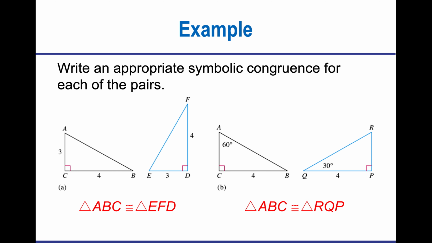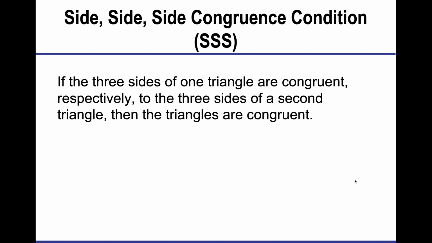In part B, ABC is going to be congruent to RQP. If you're looking at that, if this is 30 degrees, then this is 60 degrees. Since A started off with 60, I have to start off with R here. And then it went from the 60-degree angle to the 30-degree angle here. So that's why it's RQP.